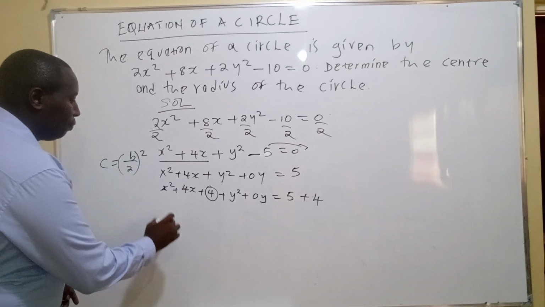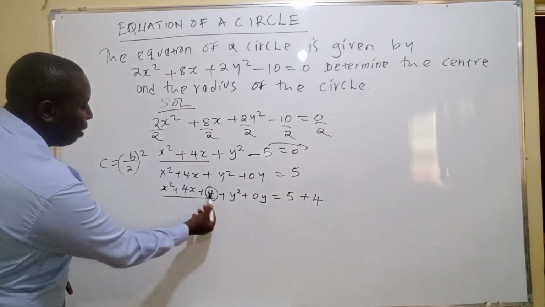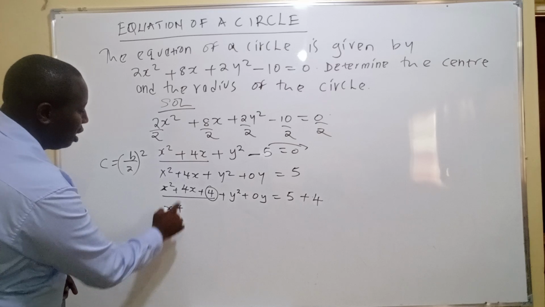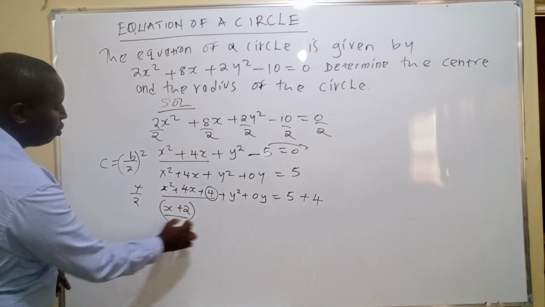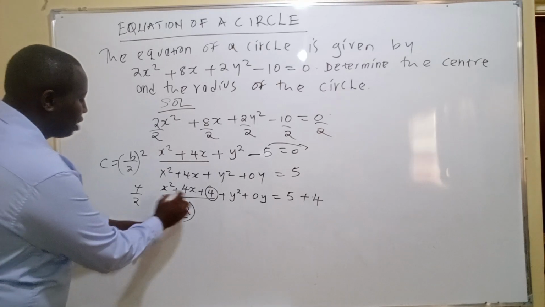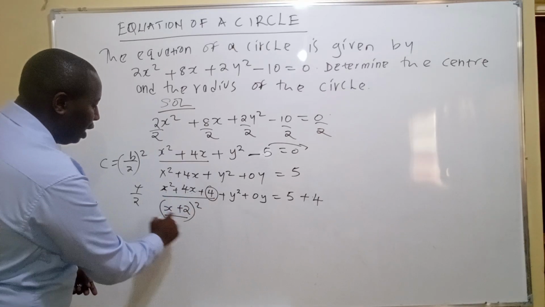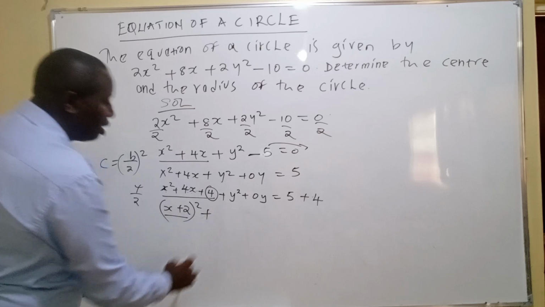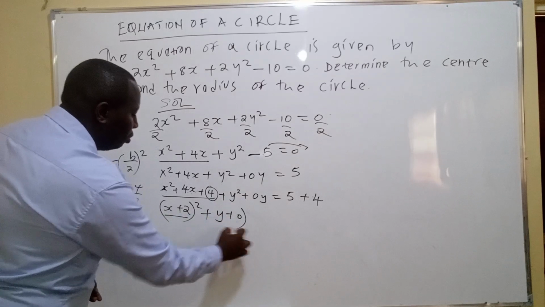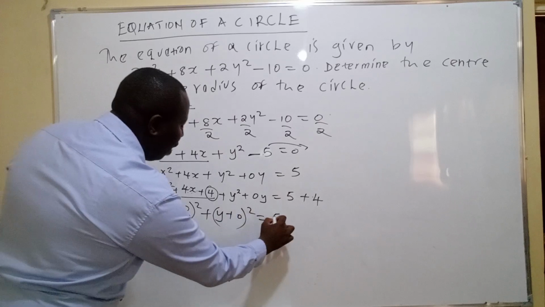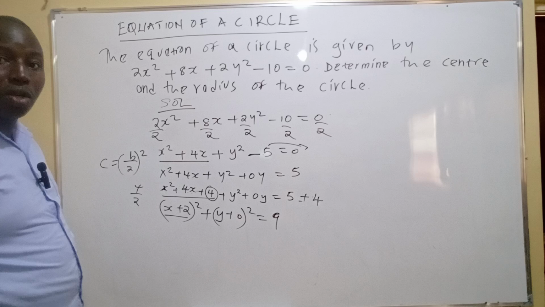Now you factorize this one, and it becomes a perfect square. You get x plus 2, the b that you divided by 2, 4 over 2. You have factorized x squared plus 4x plus 4 to get x plus 2 squared, plus y plus 0 squared, is equal to 5 plus 4, which is equal to 9.